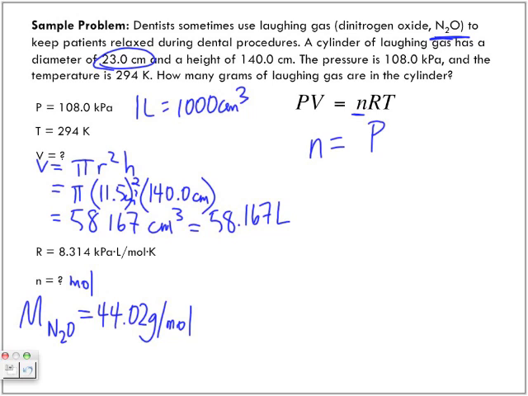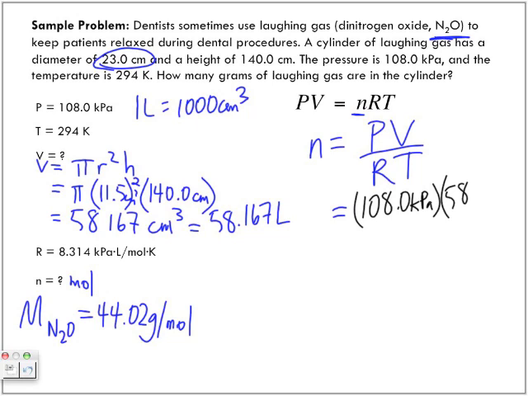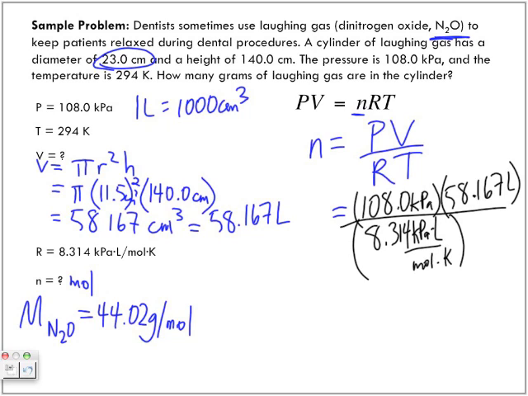n is equal to PV over RT. So I'm trying to use a different color here. Our pressure, 108.0 kilopascals, multiplied by the volume, which we found, 58.167 liters, over the R value, which is 8.314 kilopascals liters per mole Kelvin, multiplied by our temperature, which is 294 Kelvin.